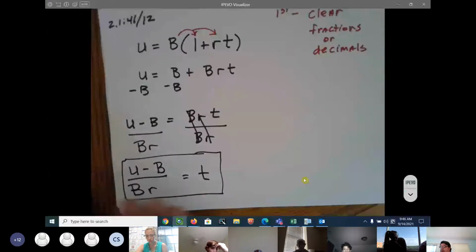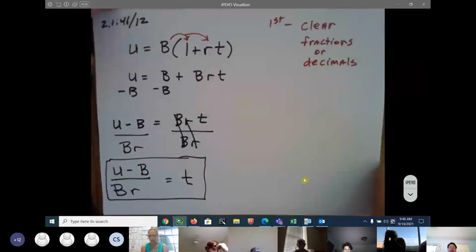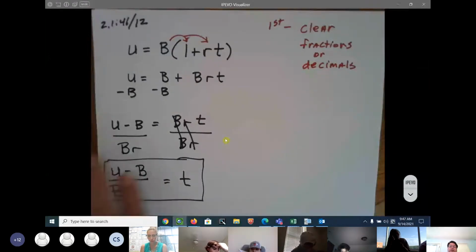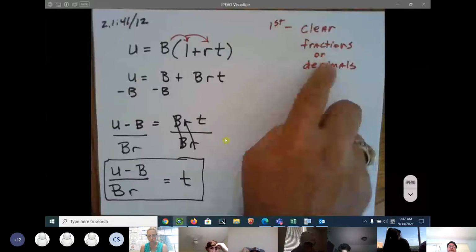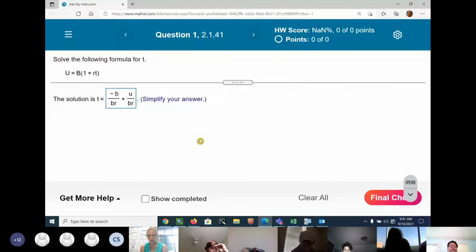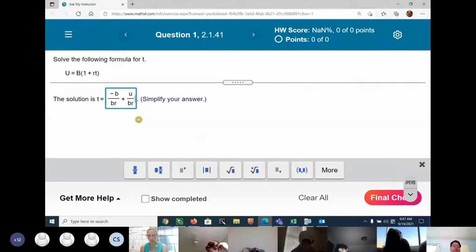Is that a test question? Oh yeah. There's a couple of those on the test because they love to put these on standardized tests. But before you even start the problem, you make sure you clear any fractions or decimals before you start. So U minus B over BR.